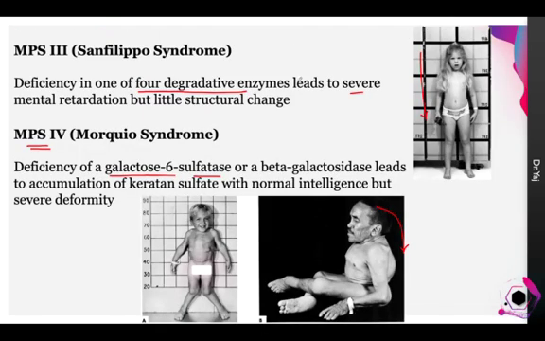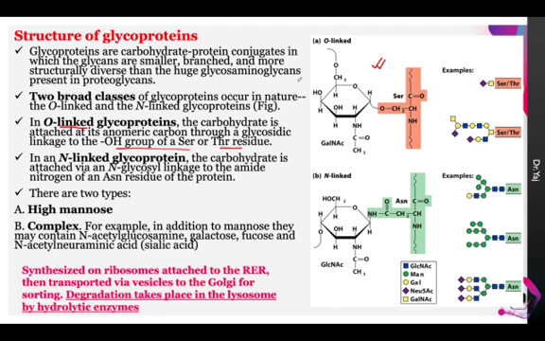Next, we have the N-linked glycoprotein. Here, the oligosaccharide is attached by an N-glycosyl linkage, as you can see in this part of the slide, to the asparagine residue of the protein.